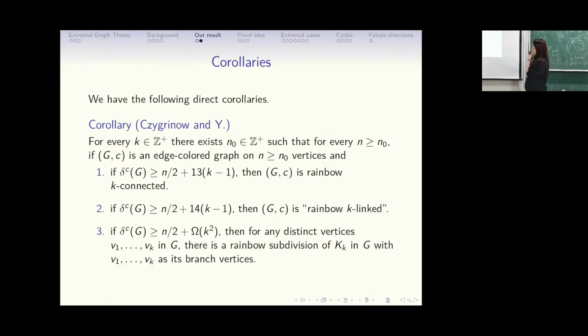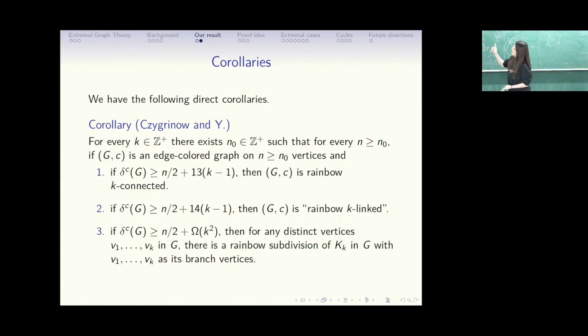Yeah. The Mader result saying that if you have minimum degree 100k, you can find a k-linked subgraph. Here you just add n over 2, you get the rainbow version. So far it's the same order. I see. Anyway, let's see the proof of the first one. I'll get back to the question, maybe tomorrow.